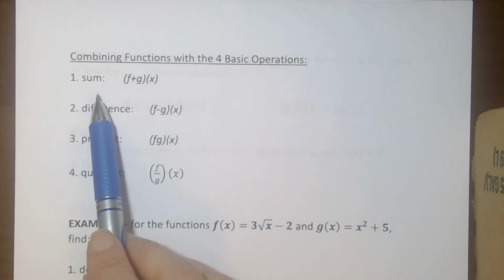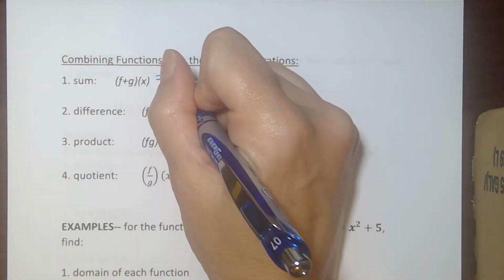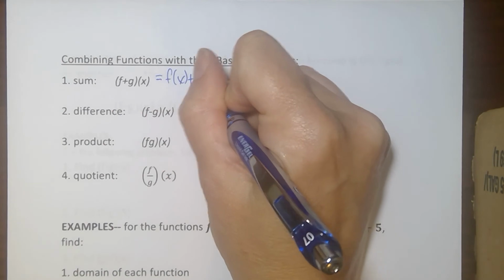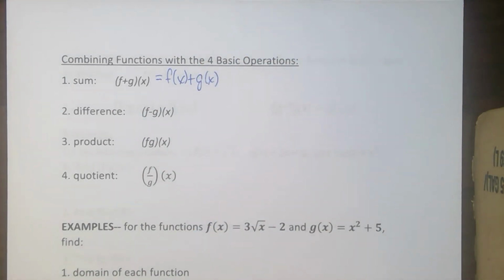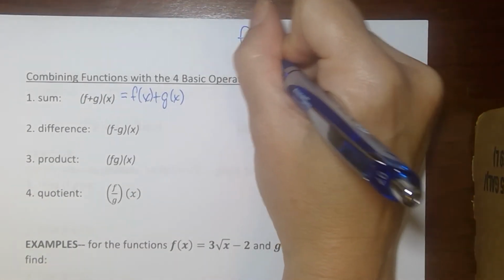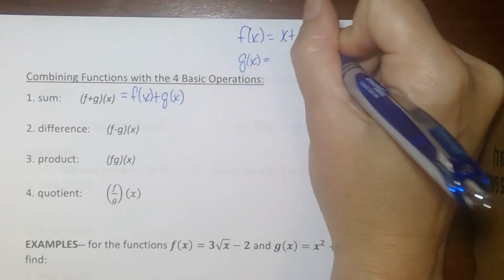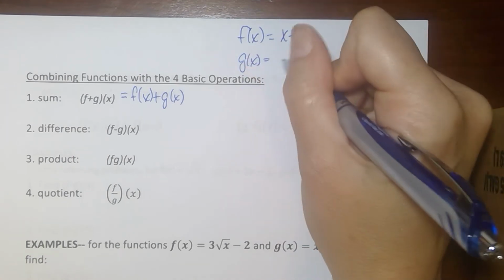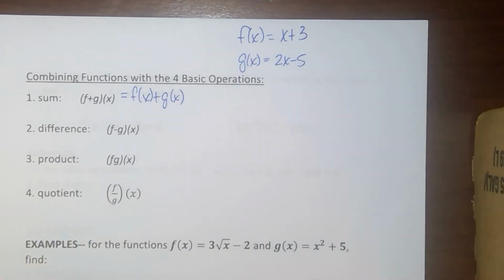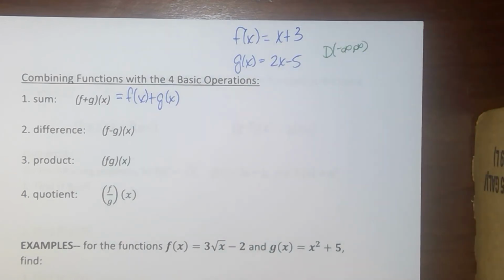If I find the sum of 2 functions, I am adding f of x plus g of x. So f plus g of x is the same thing as f of x plus g of x. I'm literally just adding the 2 functions together. Now let me give us a couple of functions to work with so we can get an example in our notes. We're going to use f of x as x plus 3, a nice simple linear function, and g of x is going to be 2x minus 5, again a nice simple linear function. Because these are both linear functions, they have a domain that is all real numbers. There are no restrictions on the domain of either one of these functions.